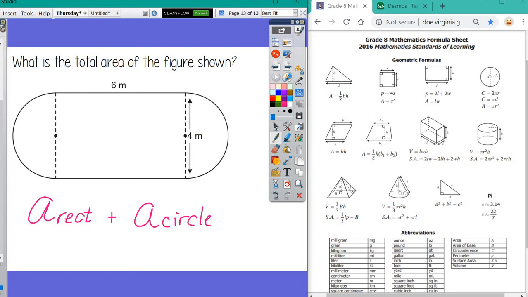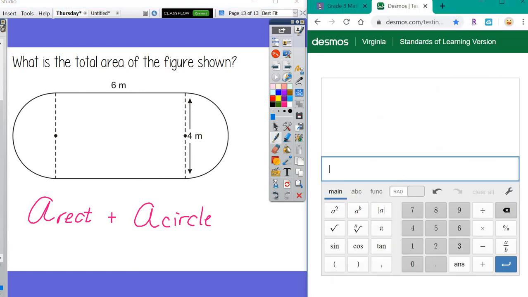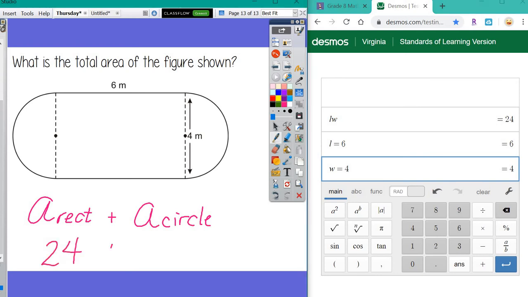So let's do the rectangle first. Check with your formula sheet. The formula is length times width. And it's super easy. They tell me the length and width. They say, hey, the length is 6, the width is 4. Remember, it doesn't really matter which way you do those two. If you said the length was 4 and the width was 6, it would still totally work. So you get 24 for that.